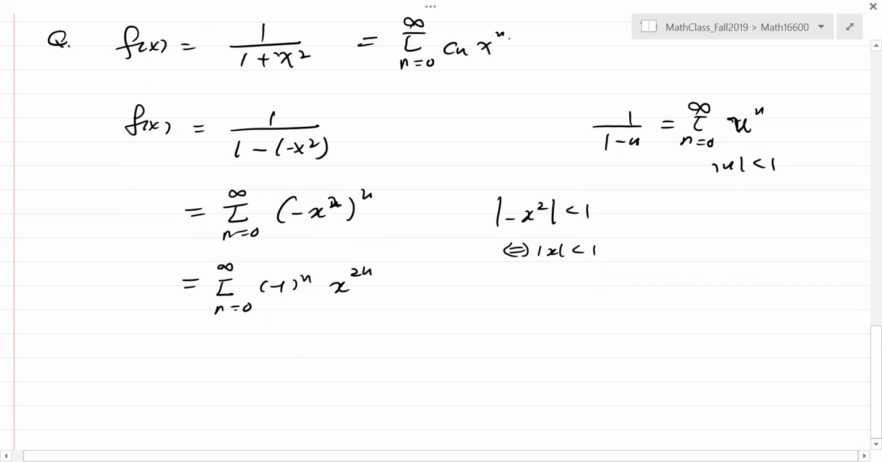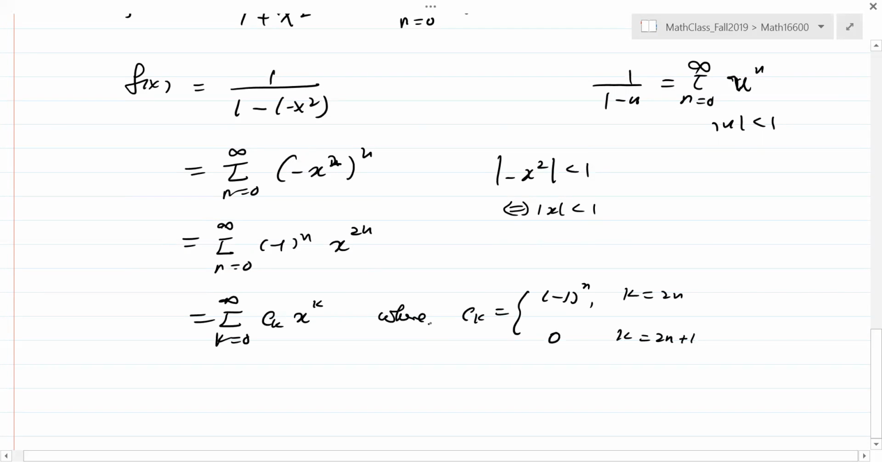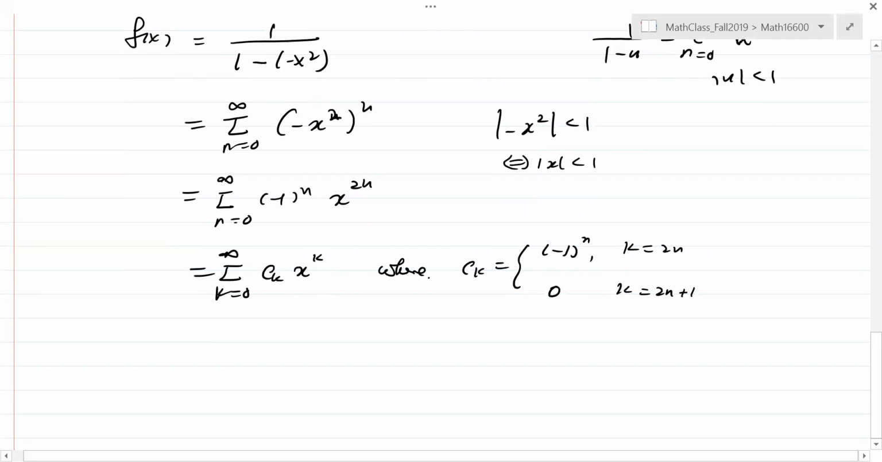If you really have to express it in the form like sum from k equals 0 of c_k x to the power k, then what can you get? Well, when k equals 2n, it's negative 1 to the n, right? n starts from 0, so plus 1. When k is odd, then this is going to be 0. You can say that. When k is even, when k is odd.